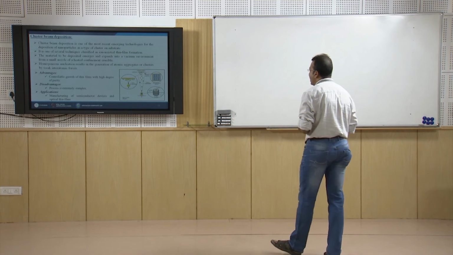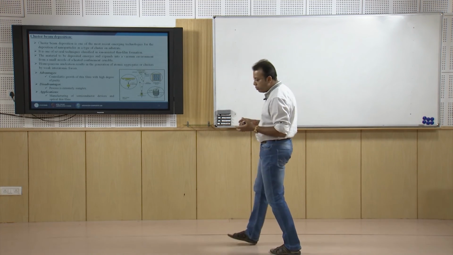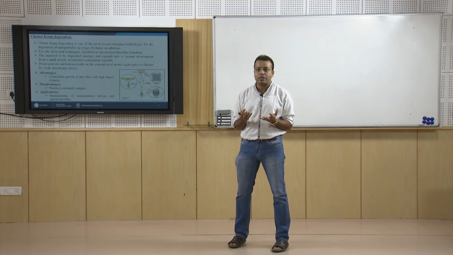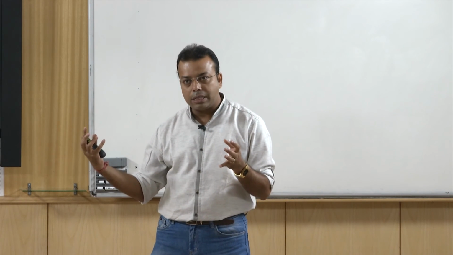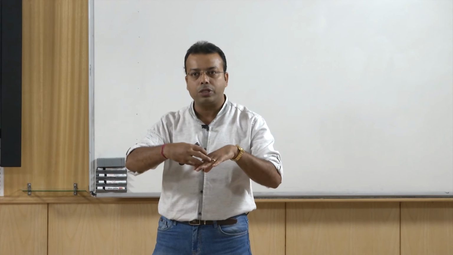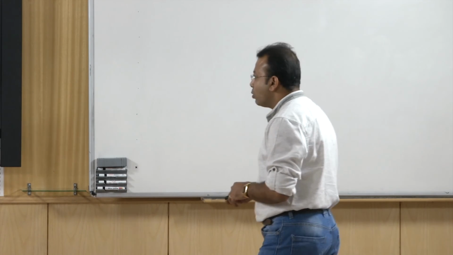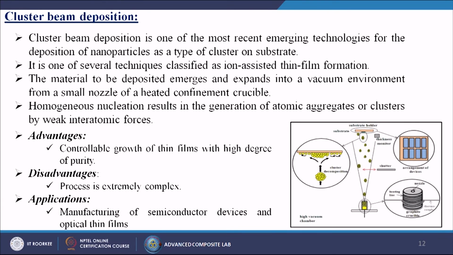Next we will discuss cluster beam depositions. Here we are using nanoparticles in the cluster form, then we are allowing those nanoparticles in the cluster form to deposit directly onto your material surface. Cluster beam deposition is one of the most recent emerging technologies for the deposition of nanoparticles as a type of cluster on substrate. It is one of the several techniques classified as ion assisted thin film formations. From this figure you can understand that we are making clusters of nanoparticles, and then directly it is going and depositing onto the material surface.